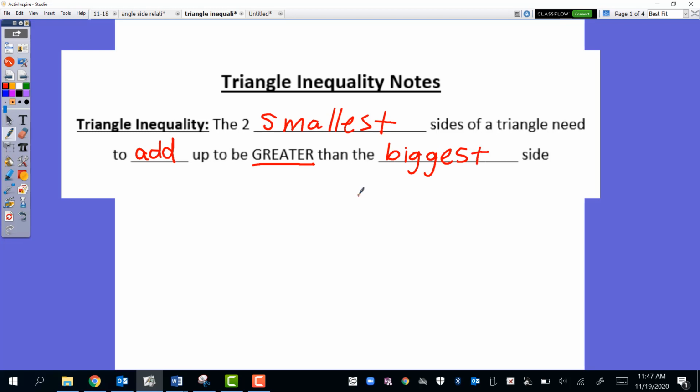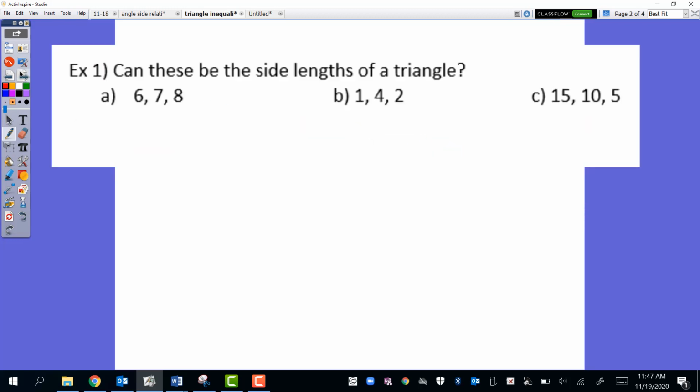So whichever the two shortest sides are, when you add them together, they need to add up to be bigger than the biggest side. Okay? So there's a couple different ways they can ask you to use this information. Like in this example, they're giving you three side lengths and saying, could these three numbers make up a triangle? So you're going to pick the two smallest, and we're going to add the two smallest together.